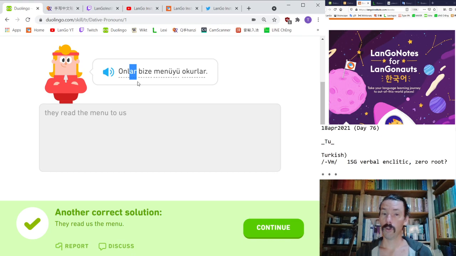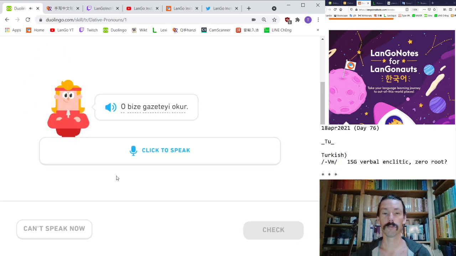Onlar has no case marking at the end, just a zero, if you will, for the subject. Bize has a dative suffix. Menüyü, accusative, the thing that is read, the direct object. Okurlar shows they are the subject of the verb, they read. O bize gazeteyi okur. O bize, he or she, to us, reads the newspaper.